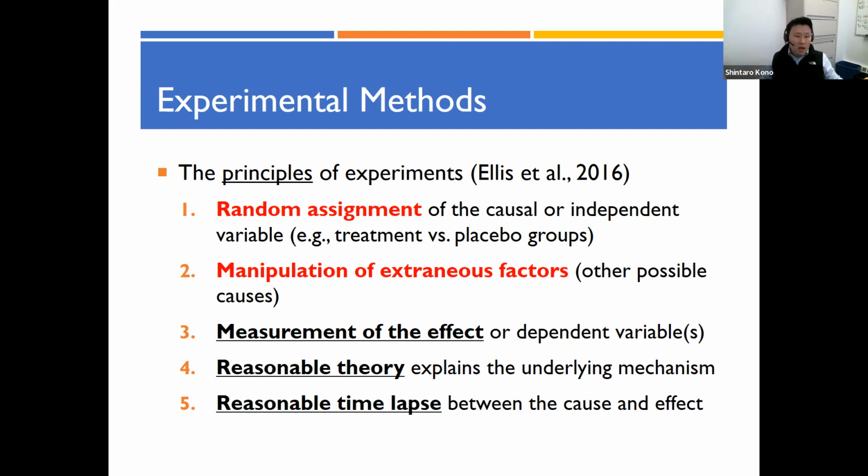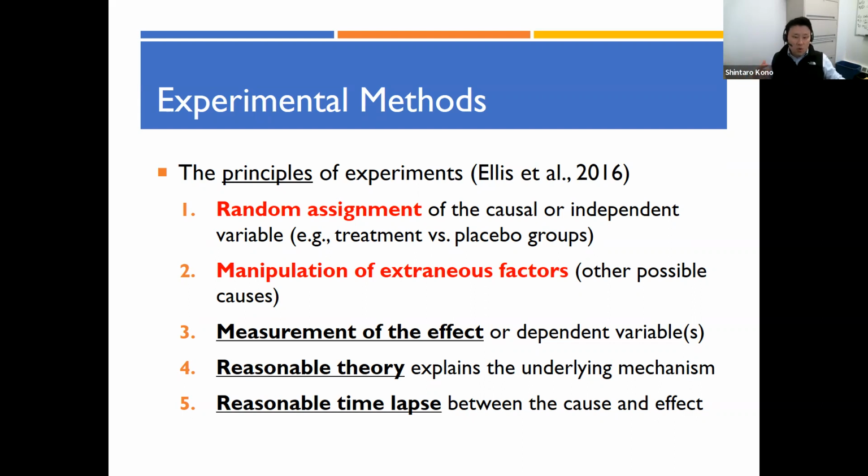Fourth, we have to have a reasonable theory that explains the underlying mechanism. So let's say, yes, this treatment group seems to report a lower level of anxiety after treatment, right? Great, but why? How is this treatment impacting anxiety? What's the mechanism? Neurological, psychological, whatever. There has to be some theory to explain that.